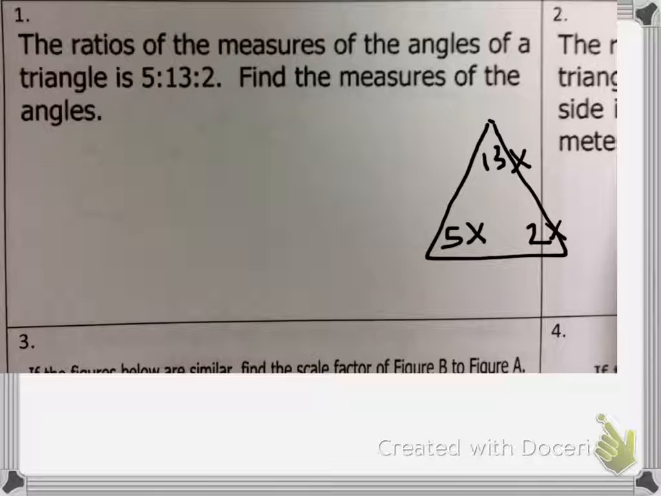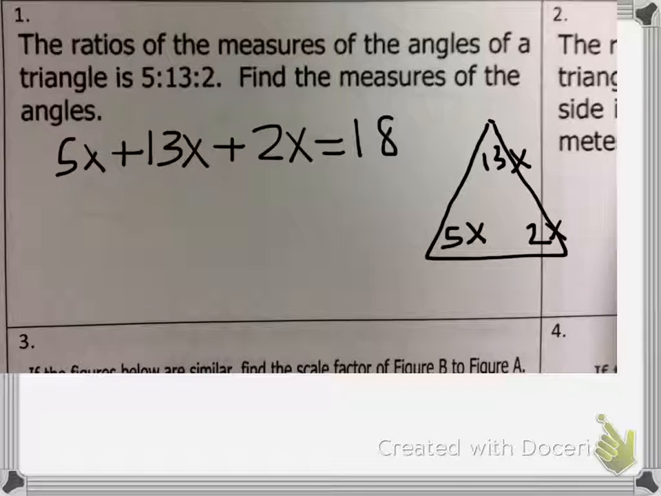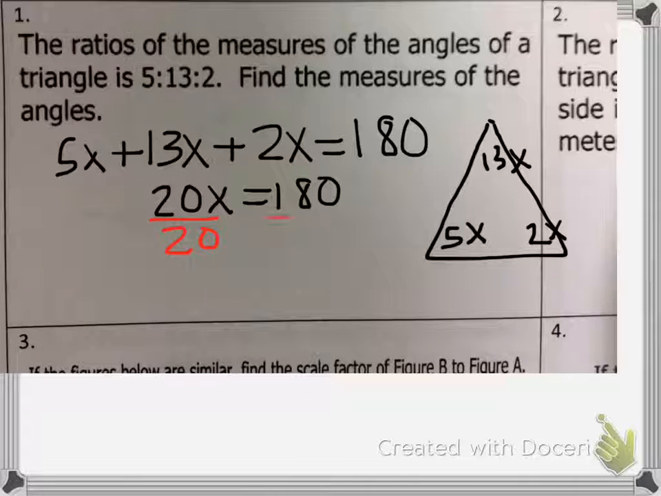So now we can create an equation, 5x plus 13x, add all three angles, plus 2x, and the angles always add to 180. So from here we combine like terms. 5 and 13 give us 18, plus 2 more gives us 20x. So 20x equals 180. So to solve, we divide both sides by 20. Remember, when you have zeros on top of each other in a fraction, you can cross them out. So 18 divided by 2 is 9. So that's a fixed amount we're going to multiply all three of these angles by.